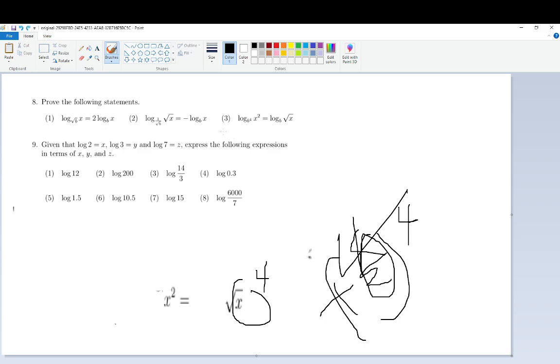Given that this is equal to x, and this is equal to y, and this is equal to z, express the following expressions in terms of this. Okay.